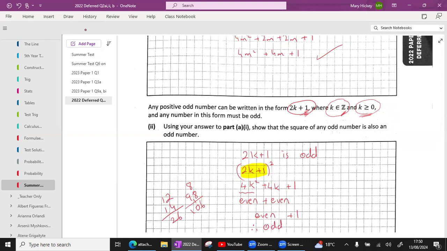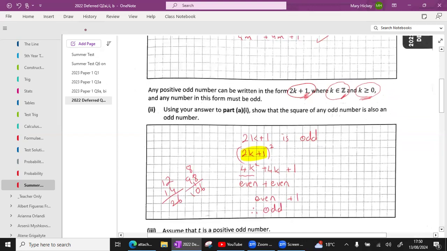So therefore, it is odd. So using your answer to A1, show that the square of any odd number is also an odd. We've shown it there because 4k squared is even, 4k is even for the same reason, divisible by 2. And we've remembered that even plus even is even. And then we just have the plus 1, which makes it odd.